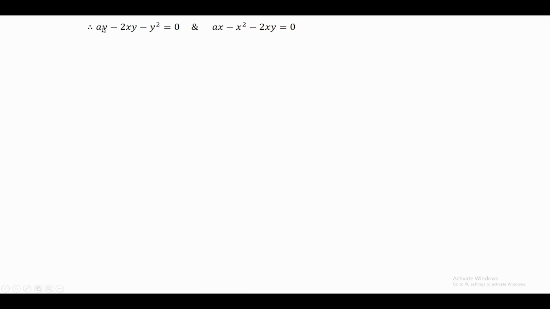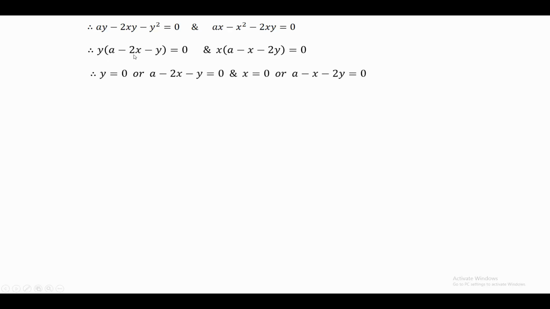So again, write down the same equations here. Now solve these two equations. On the first equation, taking y common, and on the second equation, x common. Therefore, from the first equation, y common inside the bracket: a minus 2x minus y equal to 0, and from the second equation, x common into bracket: a minus x minus 2y equal to 0. Therefore y is 0 or a minus 2x minus y equal to 0.